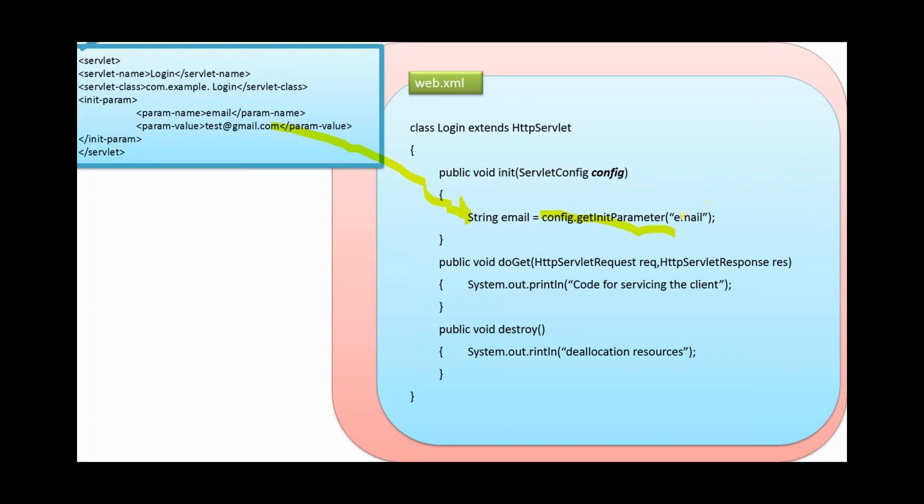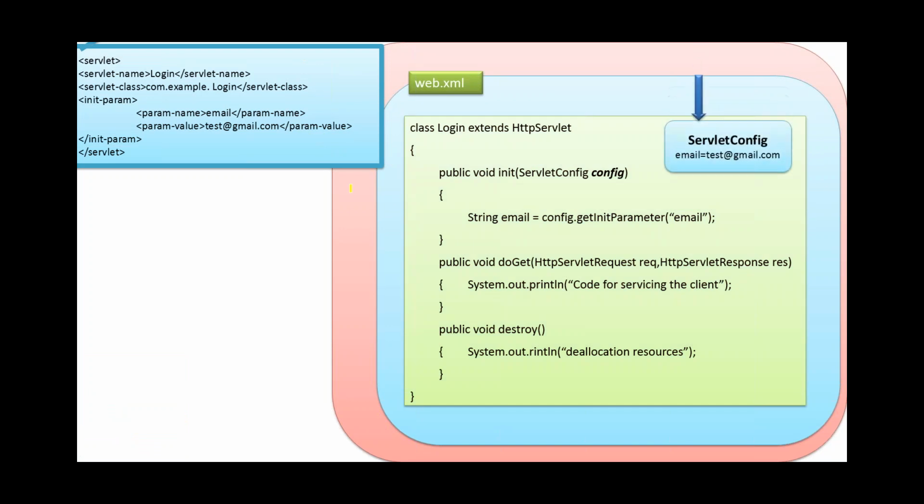You provide the key, it will give you the value. So when the container is creating the servlet config object, it reads this init parameter from the servlet. It reads this init parameter email, test@gmail.com. After it reads this init parameter, it stores the parameter in the servlet config object. I repeat, when it is creating the servlet, it reads this into the servlet config object.